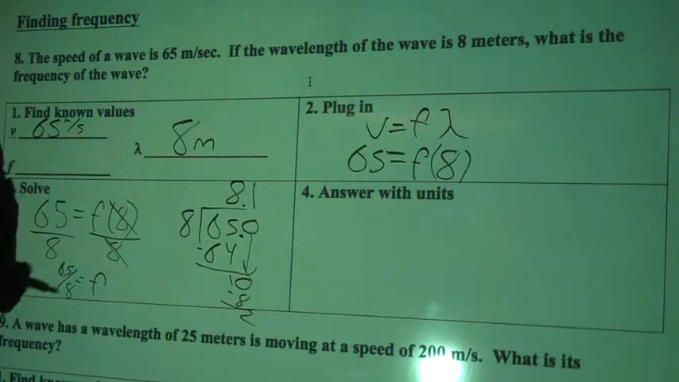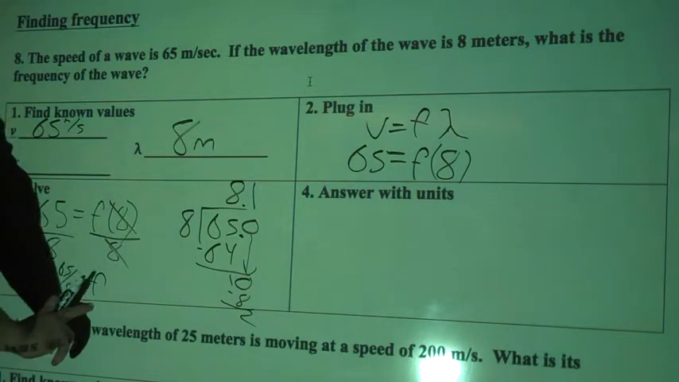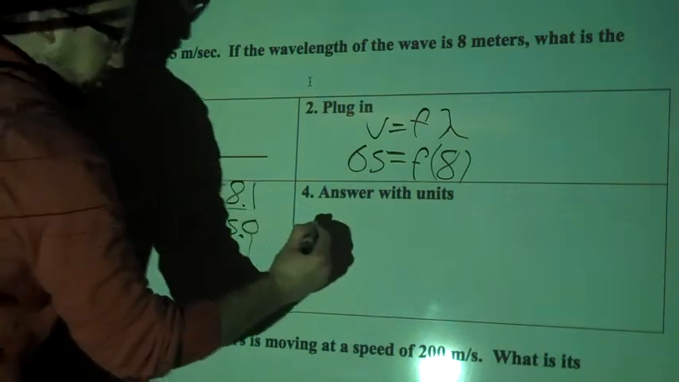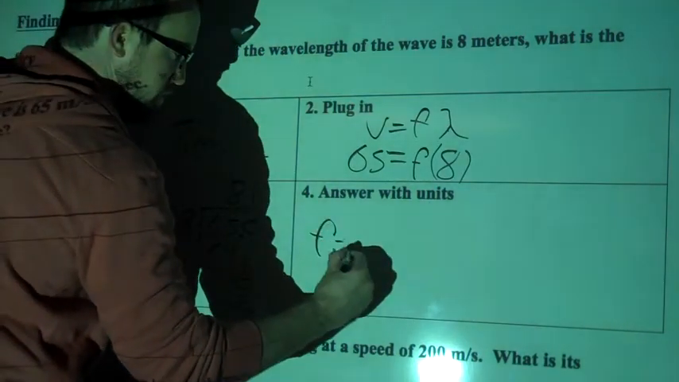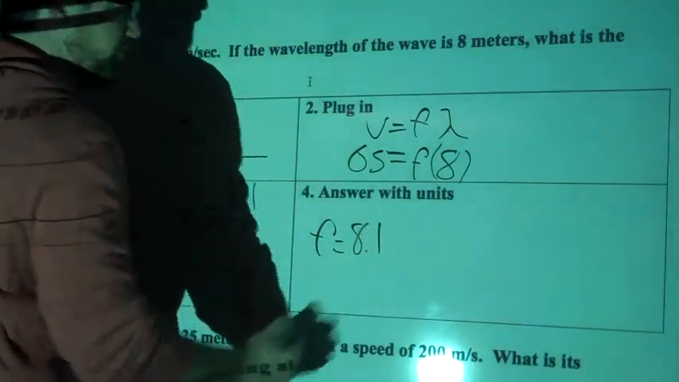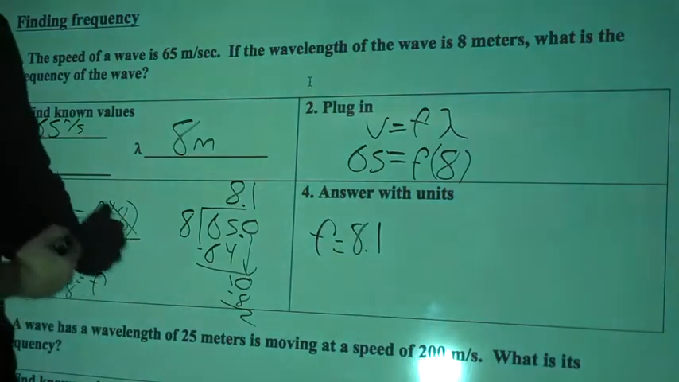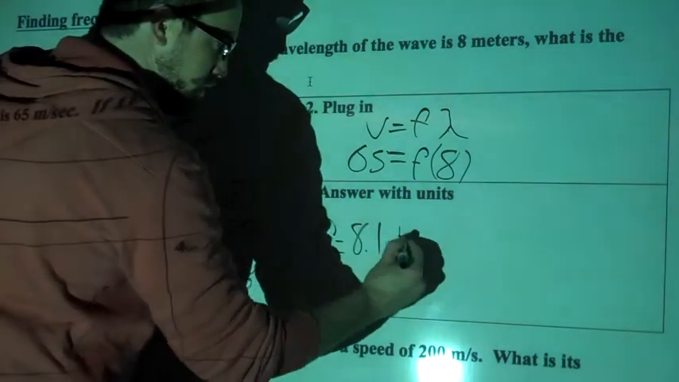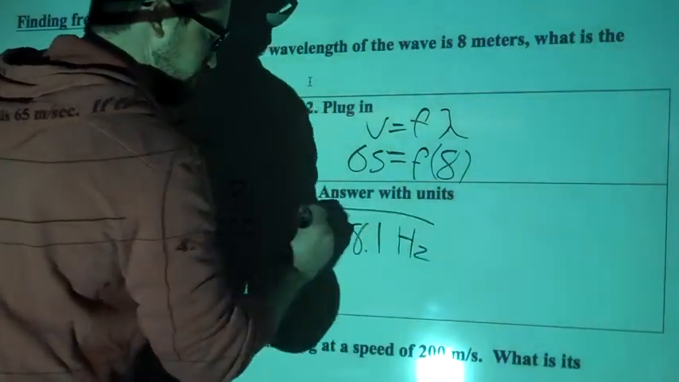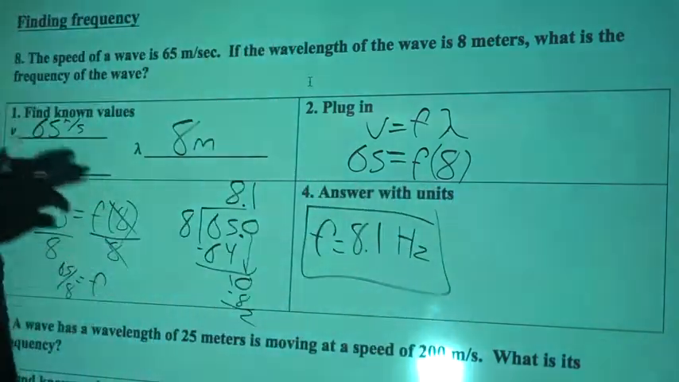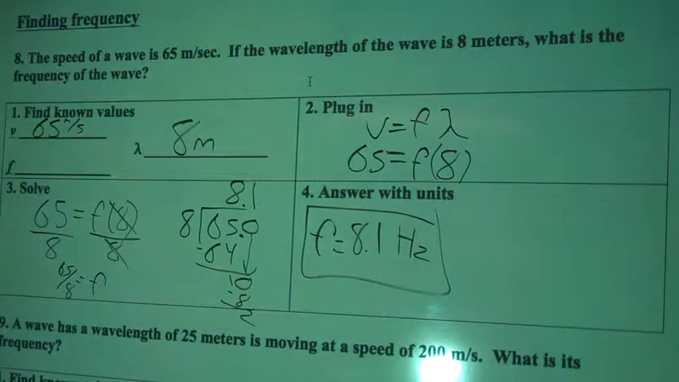So 8.1, that is my f, or frequency. So I'm going to write that over here again. So f equals 8.1, and the units for frequency, if you remember, are hertz. So frequency is going to be 8.1 hertz.